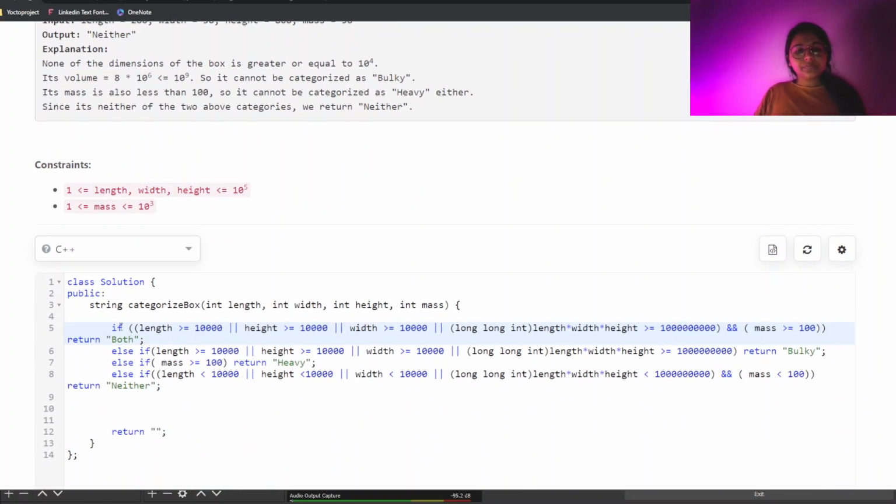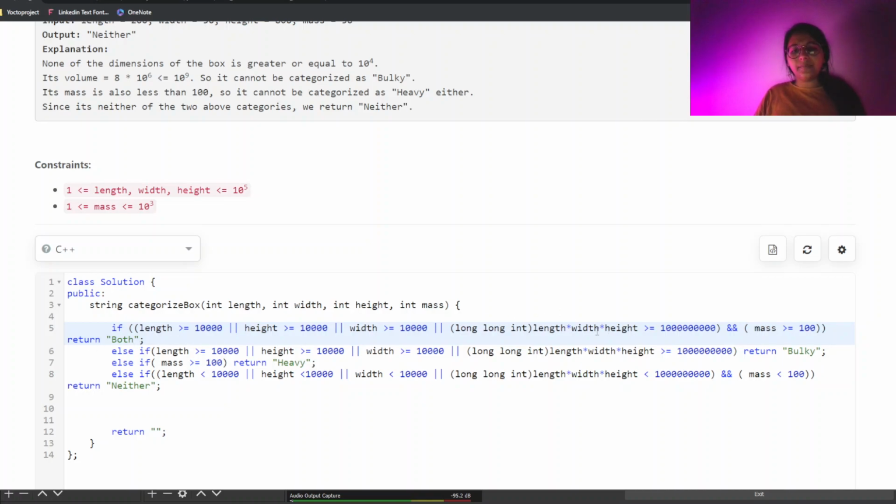So here, if length is greater than 10 raised to power 4, or means either of them is greater, and the volume, here we are typecasting to long int, else we will be getting a runtime error for the same, is greater than 10 raised to power 9, and our mass is greater than or equal to 100. Then in that context we will be returning both.